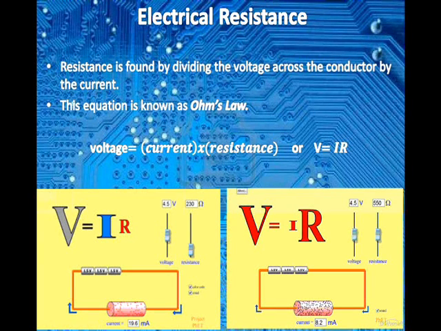So make sure you've written down your equation, your voltage equals current times resistance, the V equals IR, that you've written all of the symbols and what they stand for, and go ahead and pause the video and draw your circle so that you have it ready.